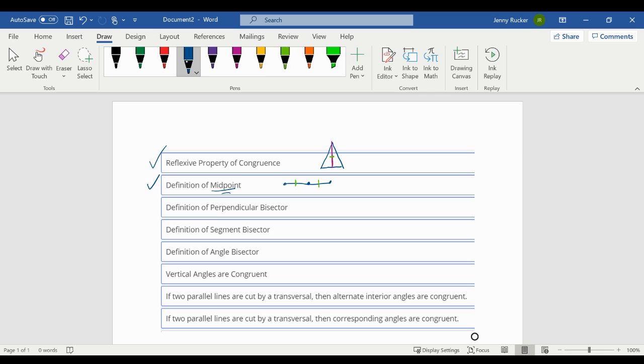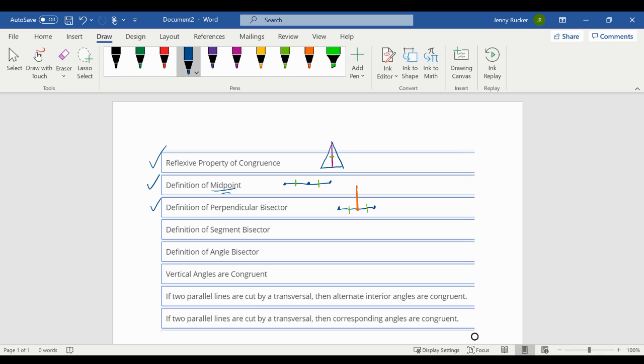Definition of perpendicular bisector can be used to conclude congruent segments. So let's draw a quick pic. If I have a perpendicular bisector of a segment, let me do this in orange. If the orange segment is the perpendicular bisector, then this intersects at the midpoint, and I can conclude that these two segments are congruent.